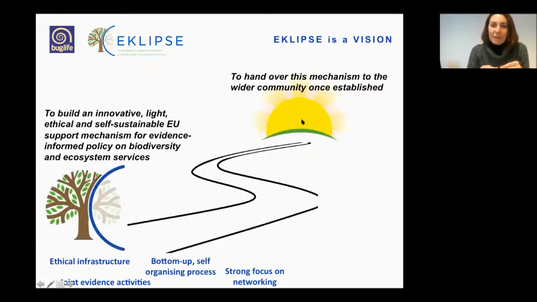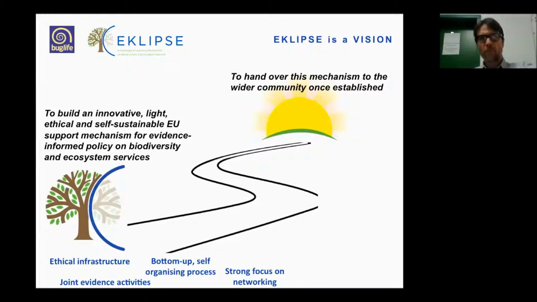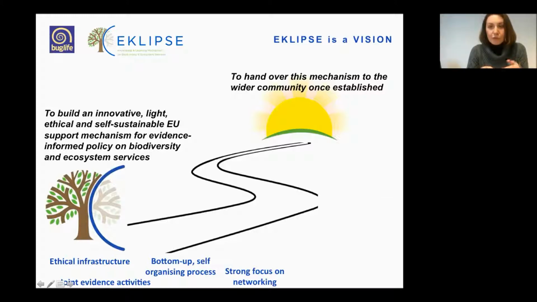So Eklipse is above all a vision. It's supposed to build a long-term sustainable mechanism to improve, at the European level, the interface between science and policy, to ensure evidence-informed policy on biodiversity and ecology. It's of course implemented through a project that has been funded by the European Union. Next slide.